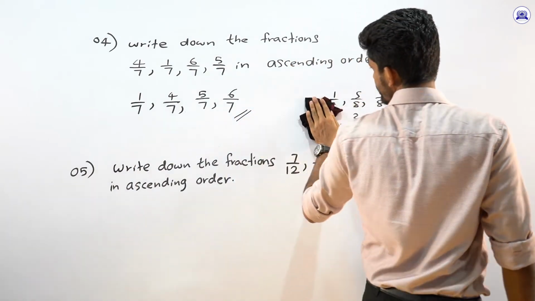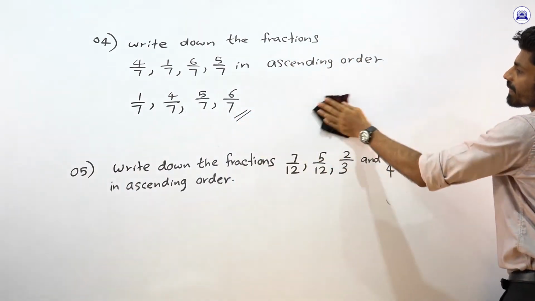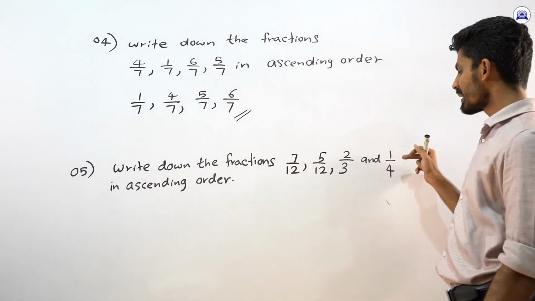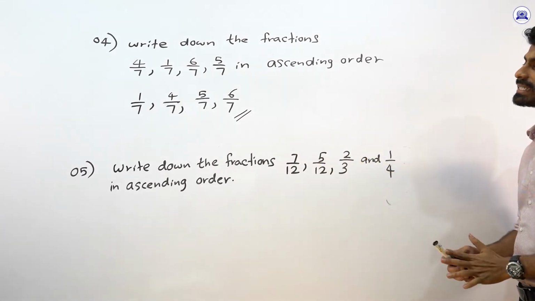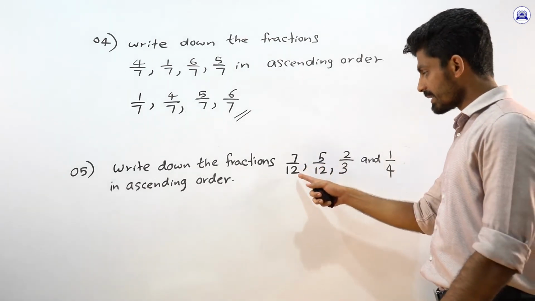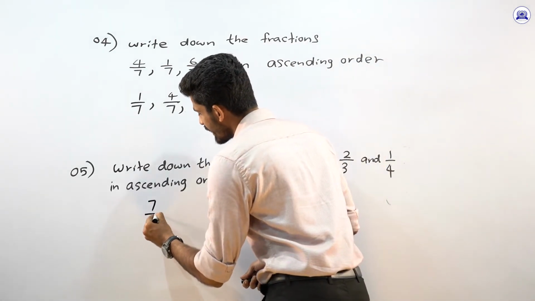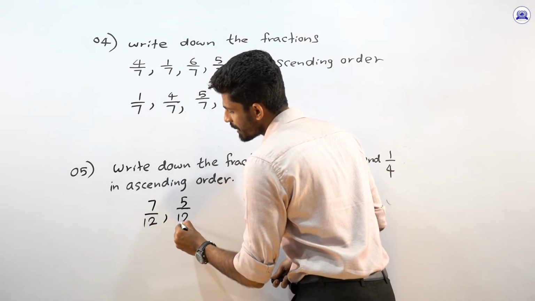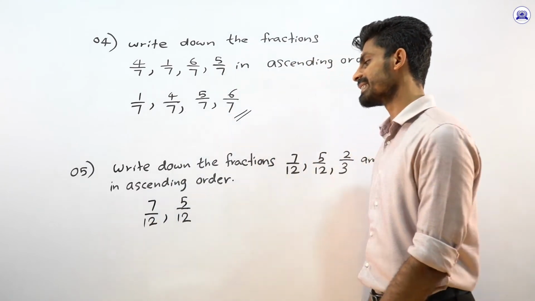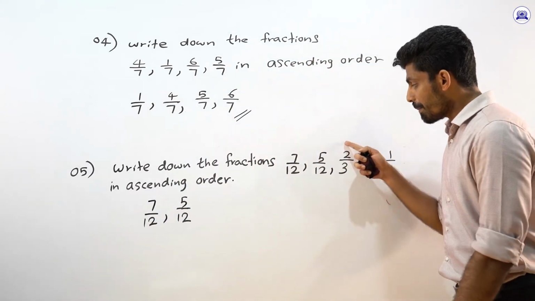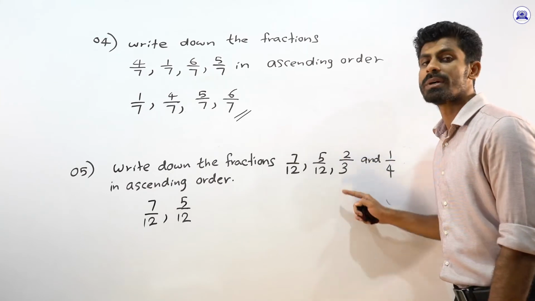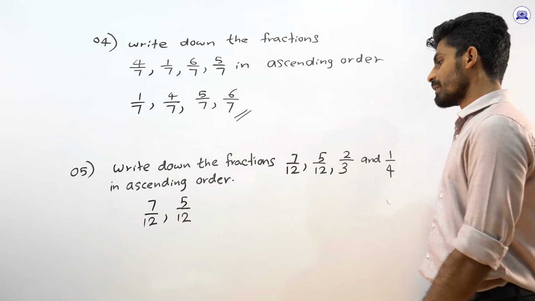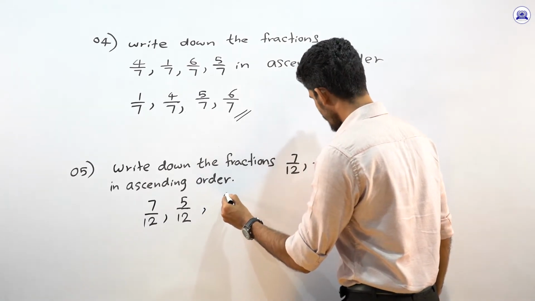But look at question number 5. Write down the fractions 7 over 12, 5 over 12, 2 over 3 and 1 over 4 in ascending order. These two fractions we can compare without any doubts because we have the same denominator. But 2/3 and 1/4, we can't compare them, right?